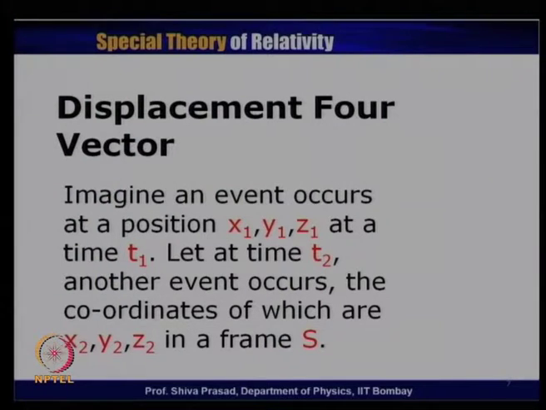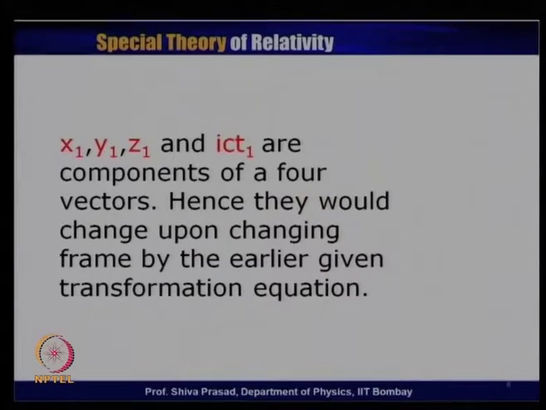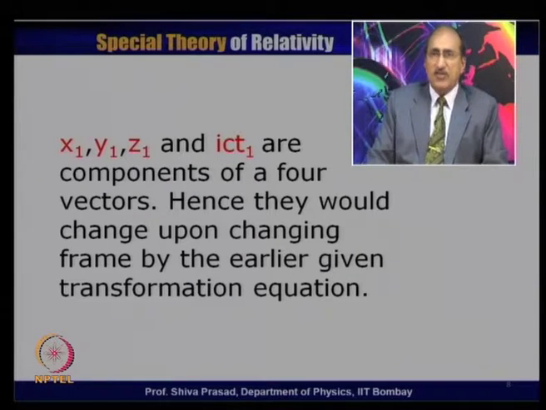So, let us imagine that an event occurs in a given frame of reference S, everything is given in terms of a particular frame of reference S, and this event occurs at a position x1, y1, z1 and at a time t1. Now, let us assume that at a time t2 another event occurs, everything again given in terms of S frame of reference, the coordinates of which are x2, y2 and z2. Now, we know that x1, y1, z1 and ict1 are components of 4 vectors. This we have discussed already earlier.